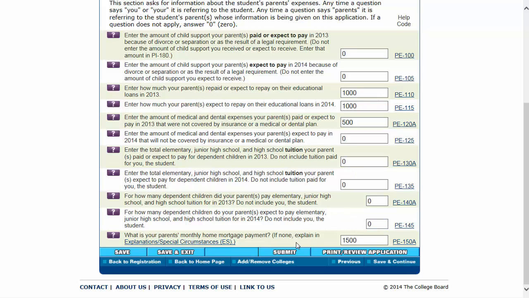This last question is just what's your parents' monthly home mortgage payment. And in this example, it's only asking about monthly mortgage, not rental payments, because I said in the registration section that my parents own a home. If you had indicated that your parents were renting, the question would be tailored to that specific circumstance. And this is asking you, if it's 0, explain why not in the special circumstances section. We'll get there in a second.